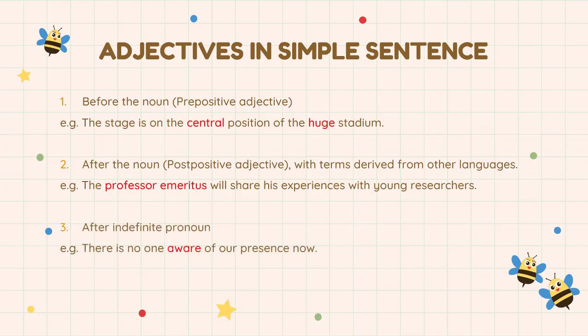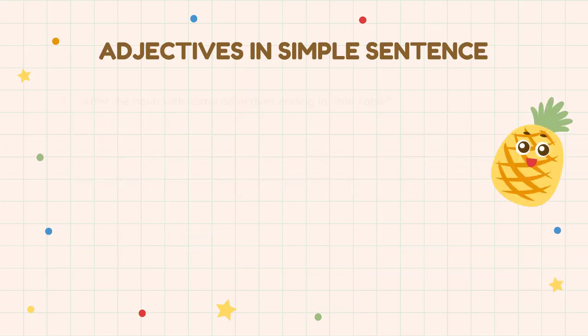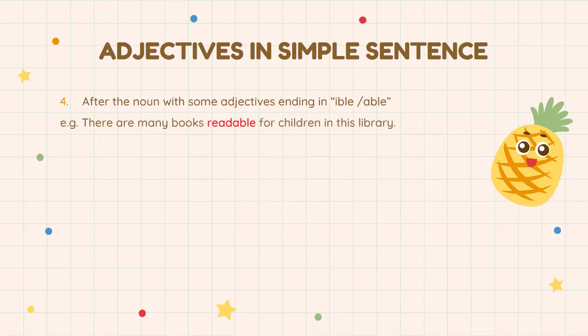The next is after an indefinite pronoun. There is no one aware of our presence now. No one is the pronoun. And then after the noun with some adjectives ending in able or ible. There are many books readable for children in this library. So readable modifies many books.